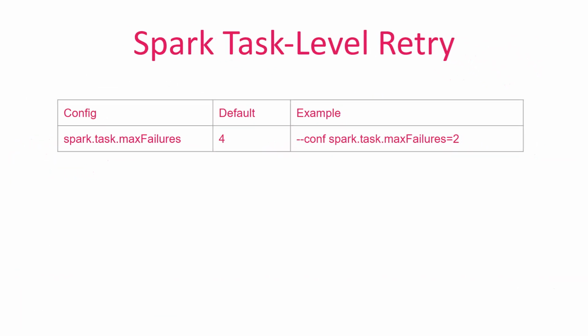Spark task level retry limit. Property spark.task.maxFailures. Default is 4, that is 4 retries per task. Example: conf spark.task.maxFailures equal to 2. Meaning if a task fails twice, Spark stops retrying and marks the job as failed.